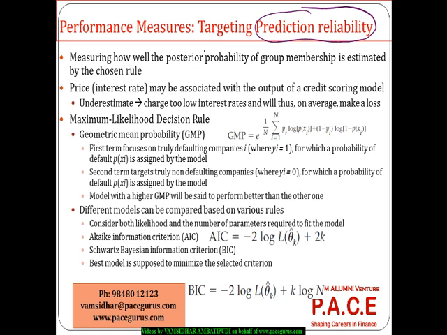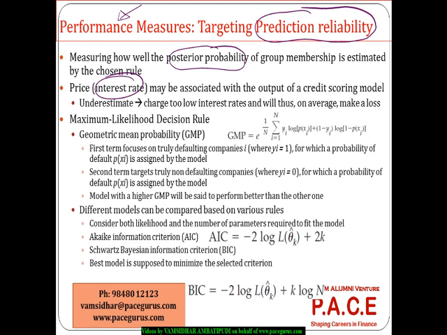So here we are more bothered about the posterior probability of group membership, that is, what is the probability that a particular risk belongs to a default group or a non-default group. That is where we are trying to come up with performance measures targeting prediction reliability, because the pricing of the output can be done quite effectively with that.